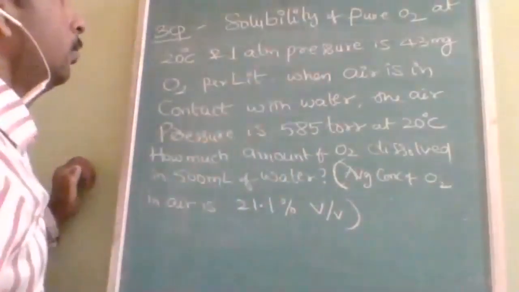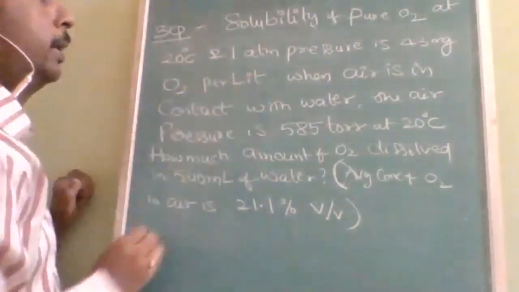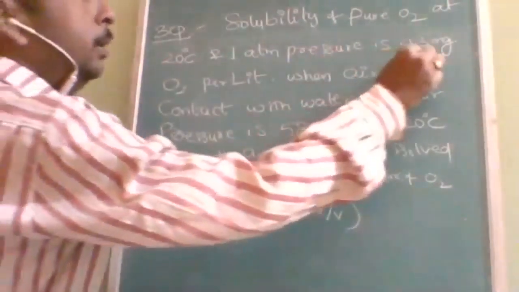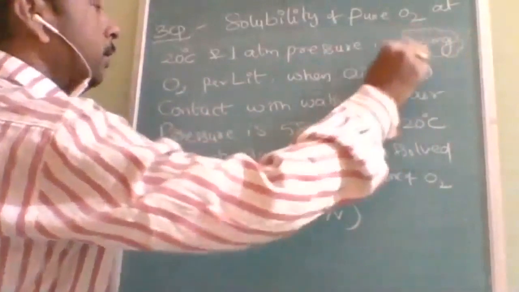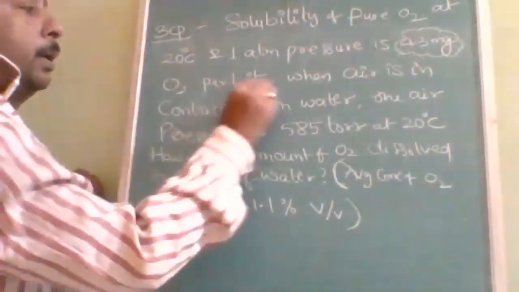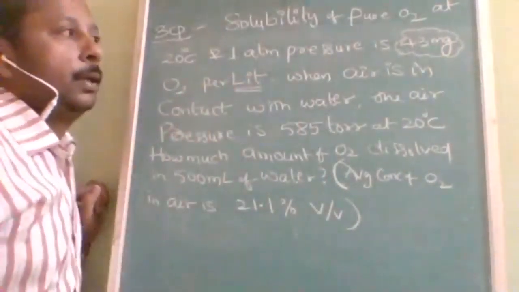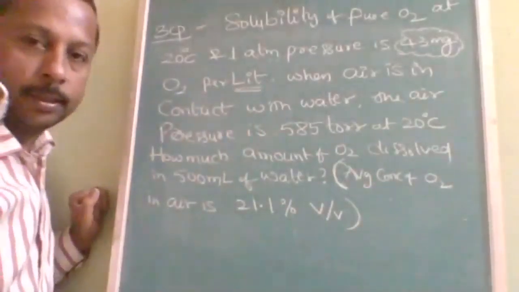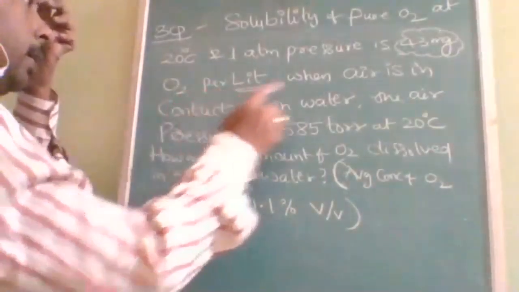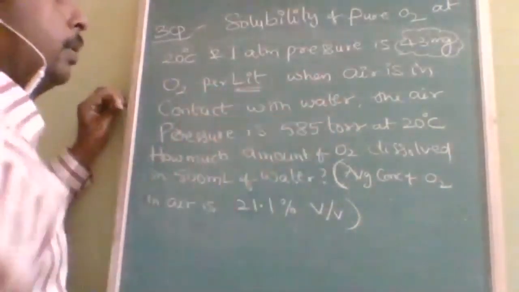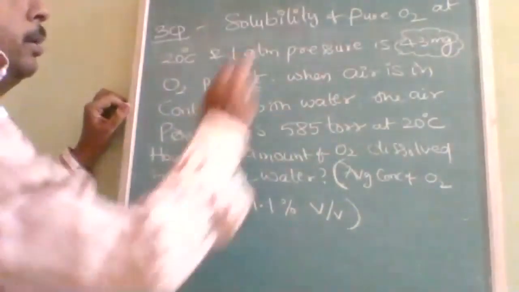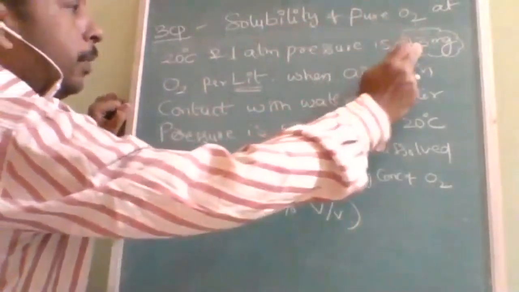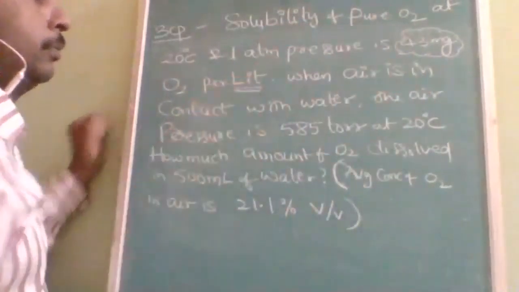Solubility of pure O2 at 20 degrees Celsius and 1 atm pressure. Okay, so solubility is given. What is given per liter? The solvent amount per liter also plays a vital role. O2 per liter when air is in contact with water. So the solubility of oxygen is given as 43 milligrams per liter of water.